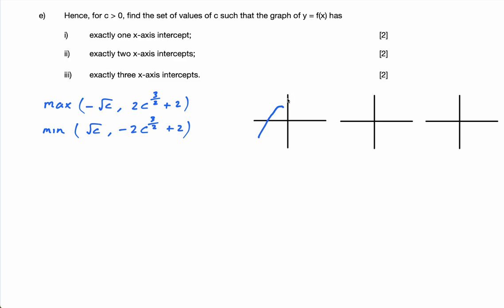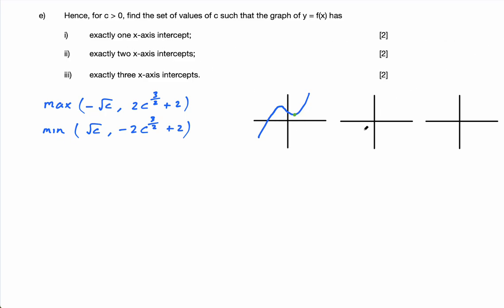Now, the y coordinate of the minimum, if this is to have one x-intercept, it can't come down and cross the x-axis again. It has to just come down and not cross the x-axis. So what that means is this minimum point here has to be bigger than 0. So that's the key to the first part.